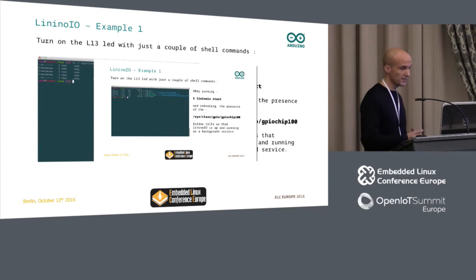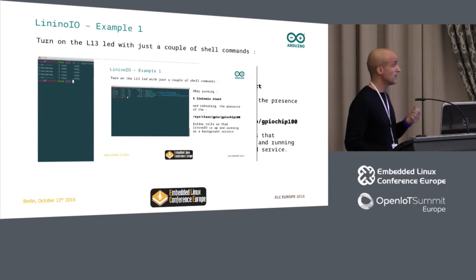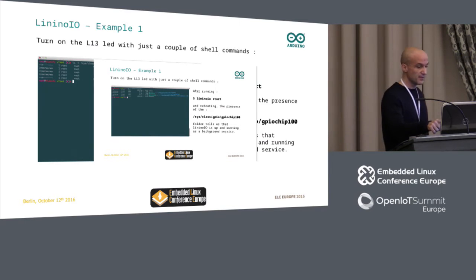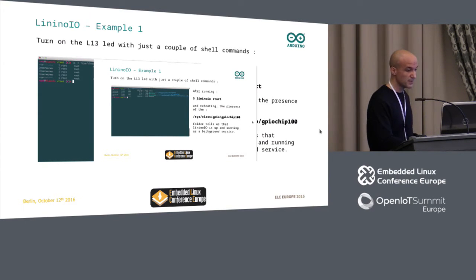So, to show you an example of LininoIO, just the hello world of microcontrollers, we are able to turn on the service LED, the one marked on our boards as L13, with just a couple of shell commands. We first have to enable LininoIO with a simple shell command. It is a script I wrote some time ago. And then, after the reboot of our boards, the presence of this particular directory, sys class gpio, gpiochip100, will tell us that LininoIO is up and running as a background service.